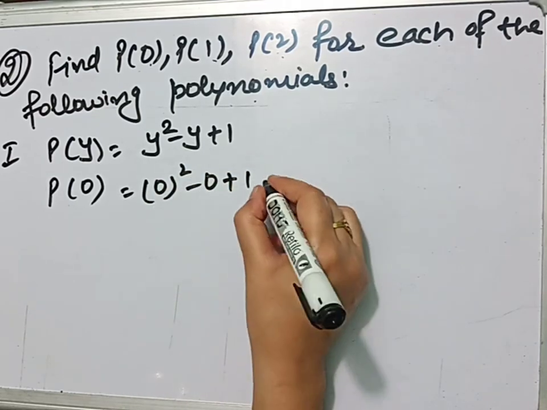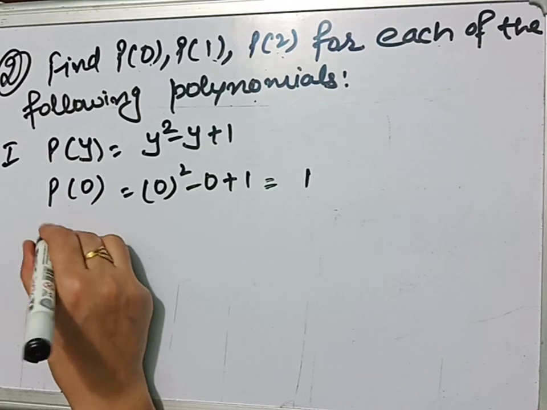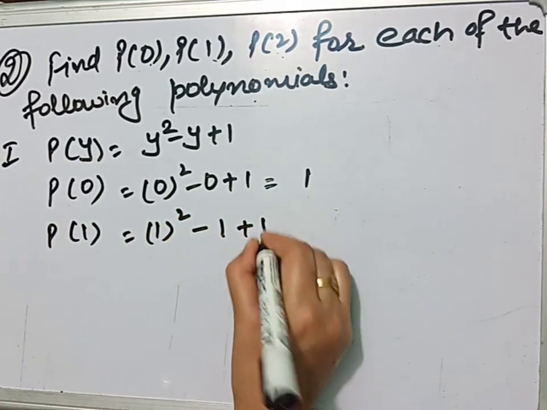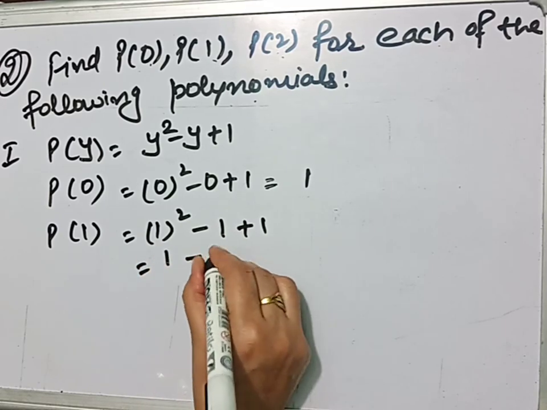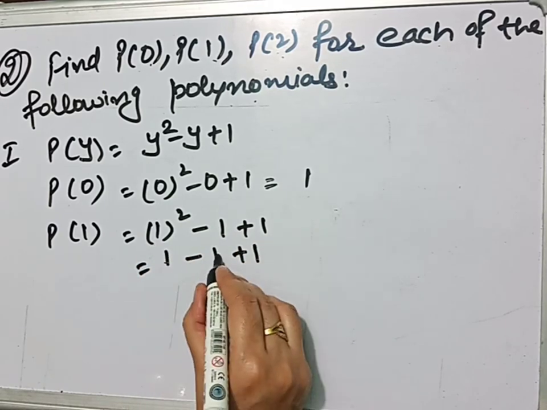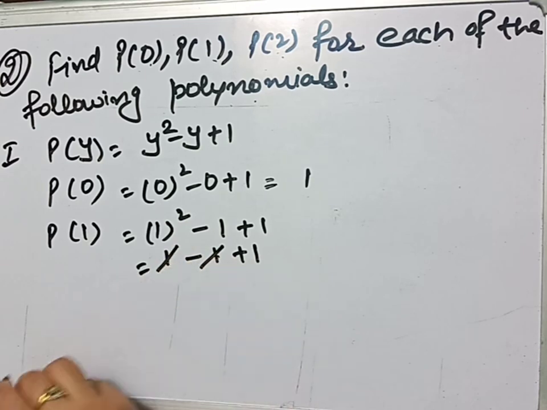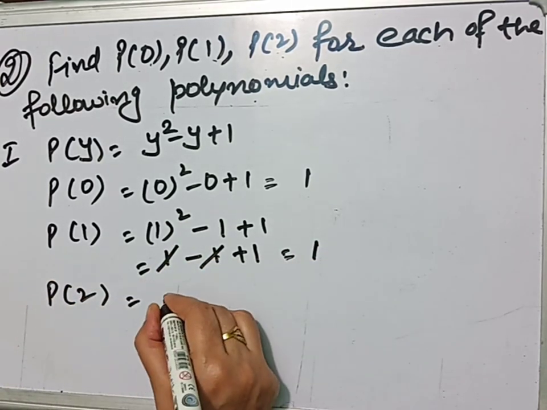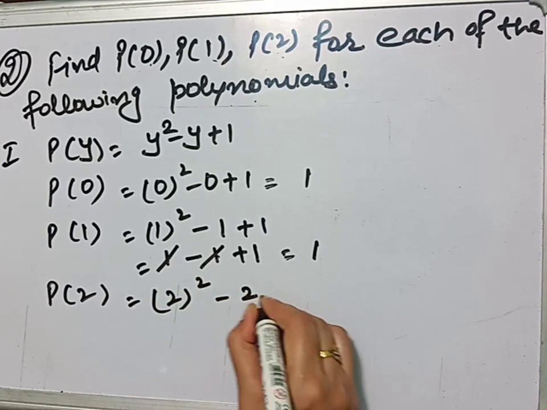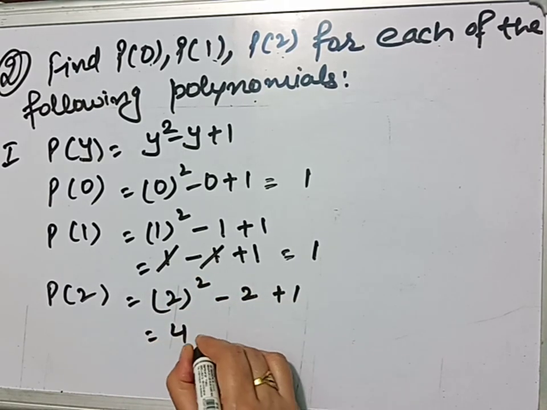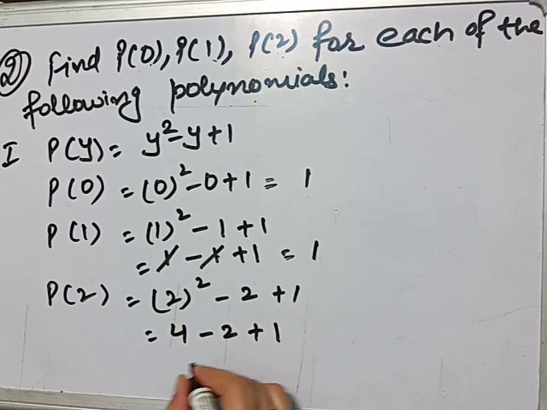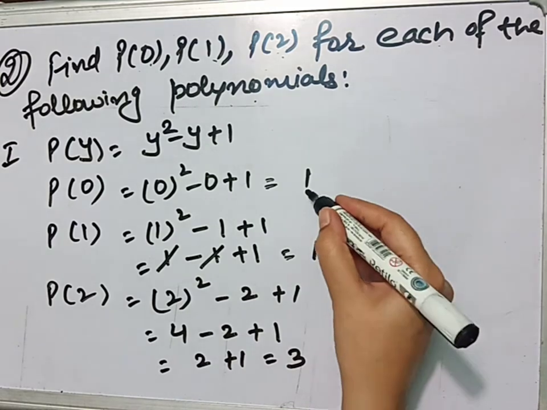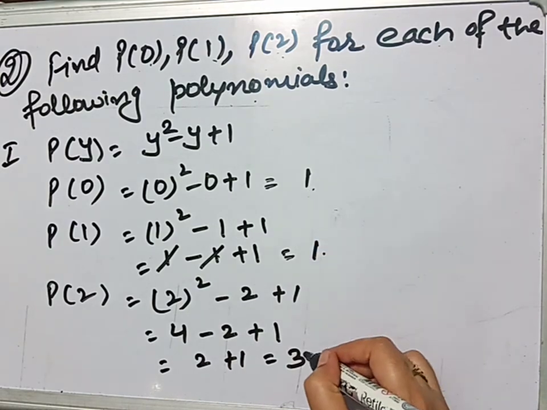0 square 0, we will get answer 1. Now p(1), 1 square minus 1 plus 1. 1 square 1 minus 1 plus 1. 1 minus 1 0, 0 plus 1, you can cancel here. Answer is 1. p(2), 2 square minus 2 plus 1. 4 minus 2 plus 1. 4 minus 2, 2 plus 1. Answer is 3. p(0) is 1, p(1) is 1, p(2) is 3.